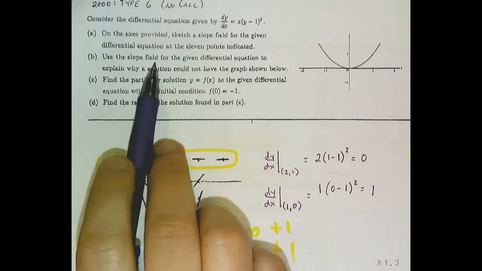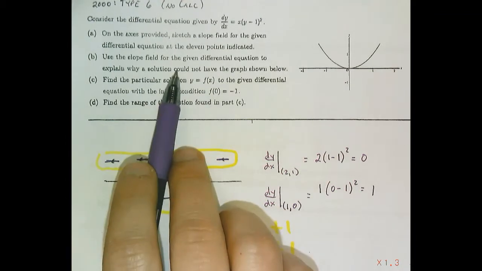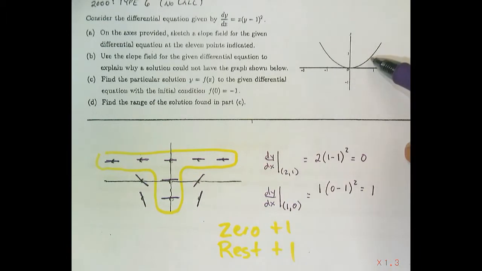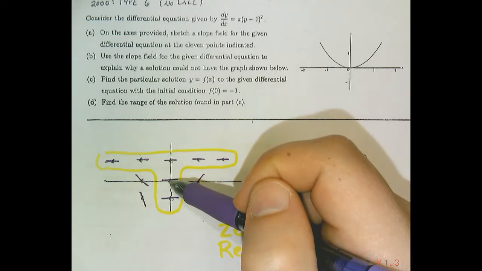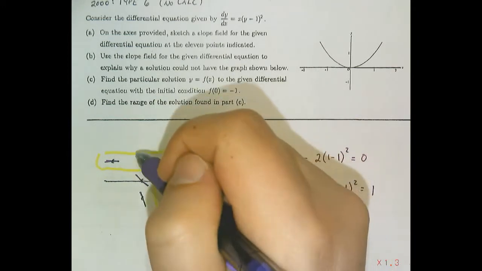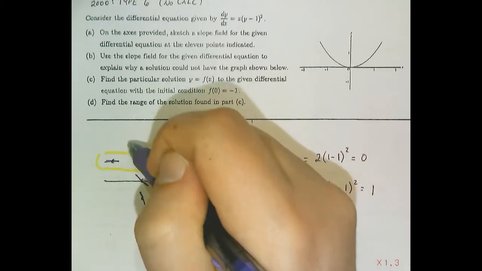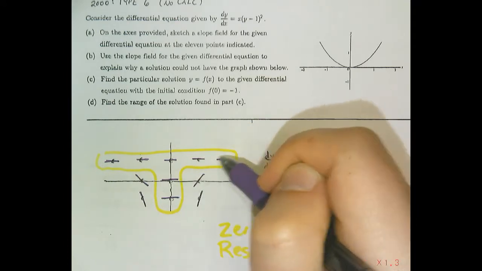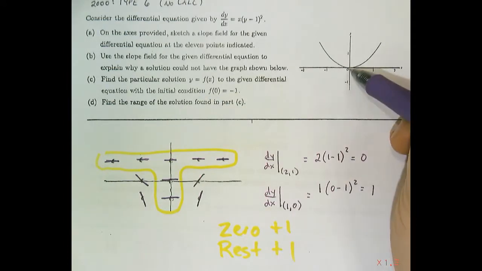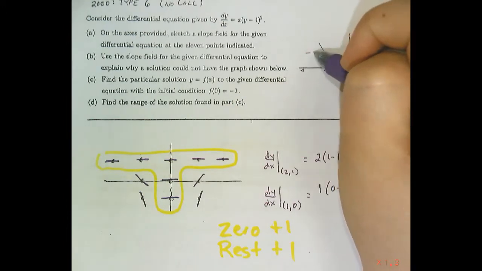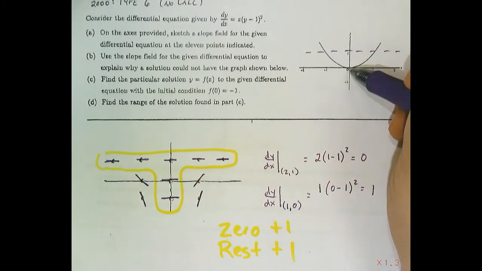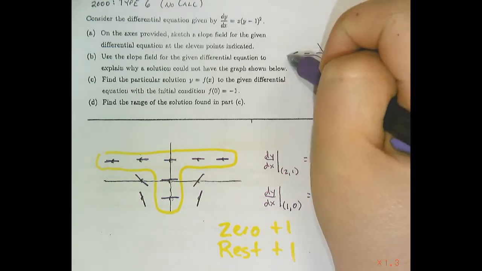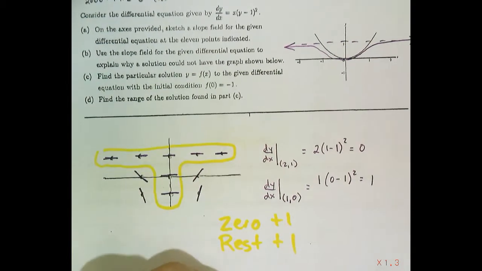Part B says, use the slope field for the given differential equation to explain why a solution could not have the graph shown below. Or in this case, I put it off to the right. If this solution curve were to be placed on this graph, we would have a solution curve that has the 0 slope where it's supposed to, but you'll notice that the curve comes up and is not asymptotic to this 0 slope. If this curve were to fit on the slope field, here at 1, we should have a curve that comes up and flattens out and does something a little more like that.